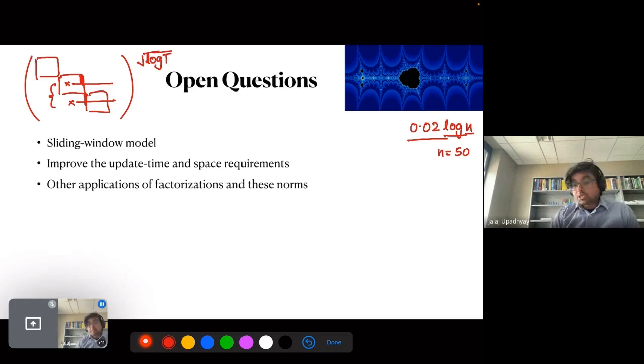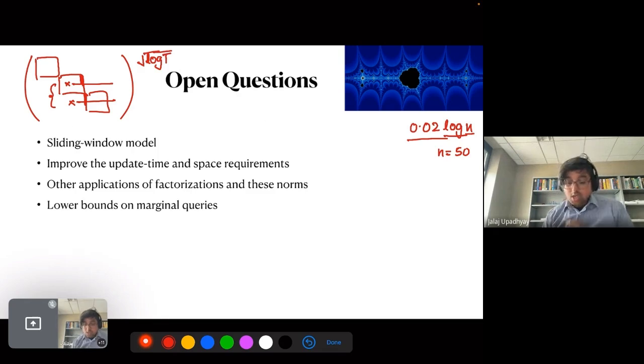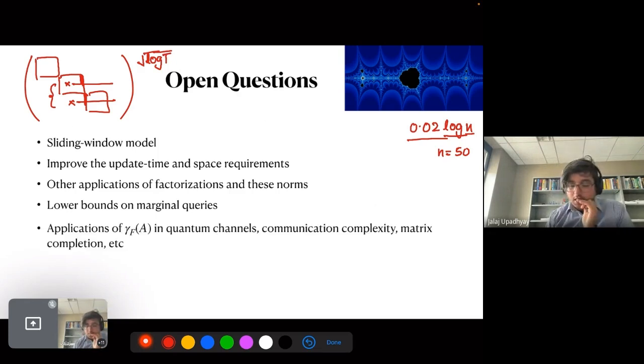We're looking at other applications of factorization norms. There is some application in quantum computation. We really would like to get a lower bound on marginal queries. It will probably simplify the lower bound tools we know of so far. We have not had much success so far. We have some results, but not tight to the constant, I believe. And as I said, I really would like to understand the applications of this gamma norm in other areas of computer science as well.